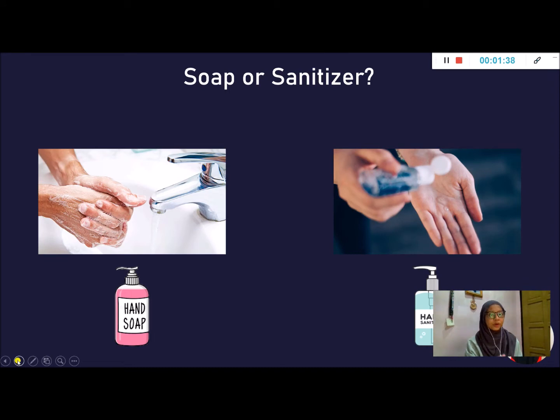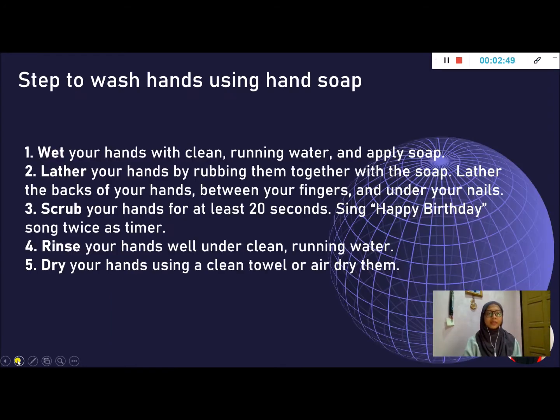So soap or sanitizer? Why do people choose sanitizer instead of soap to wash their hands? Don't both have the same functions? So we are going to study the chemicals in both hand washers. Which hand washer is better to use in this pandemic of COVID-19 disease?